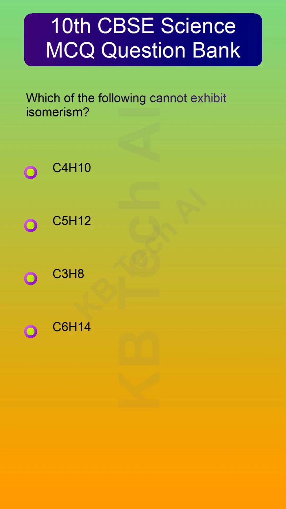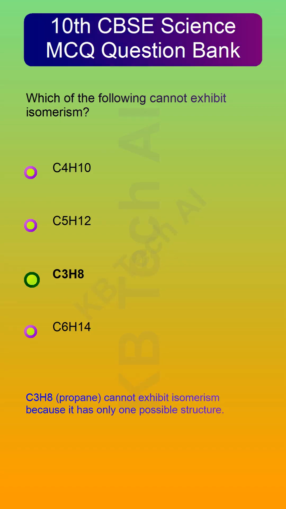Which of the following cannot exhibit isomerism? Option 1, C4H10, option 2, C5H12, option 3, C3H8, option 4, C6H14. The answer is, option 3, C3H8.